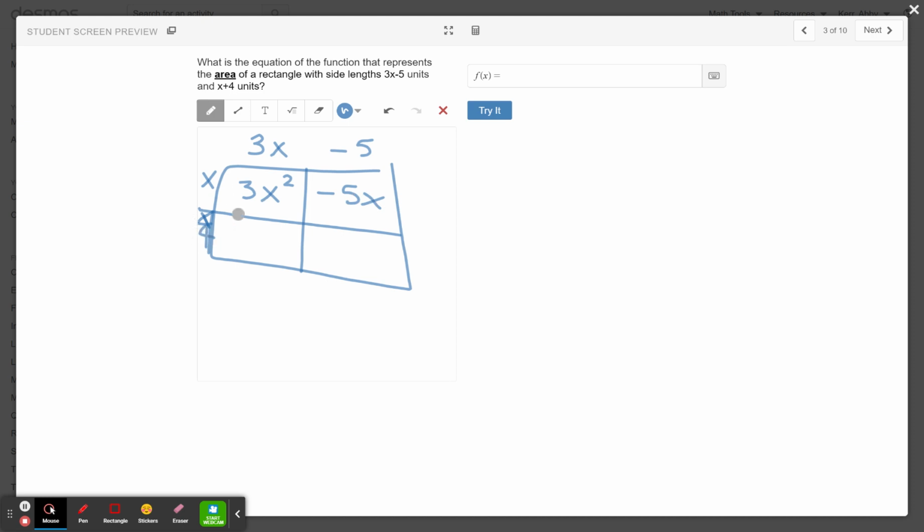4 times 3x is 12x. And then 4 times negative 5 is negative 20. So I already have the f of x there for you. So 3x squared, nothing combines with it. Negative 5x plus 12x gets you a positive 7x, and then the minus 20.